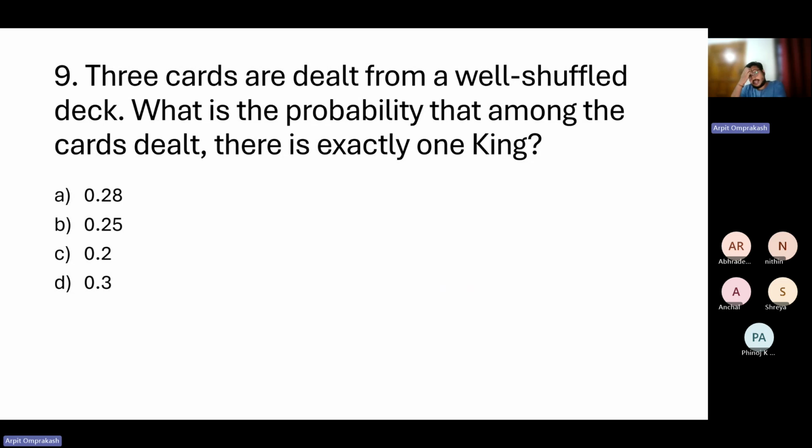Next question is, 3 cards are dealt from a well-shuffled deck. What is the probability that among the cards dealt, there is exactly one king? Right. So we are given 3 cards from a shuffled deck of cards. A shuffled deck of cards will have 52 cards, so our N here is 52, and our R here is 3 because we are choosing 3 out of 52.